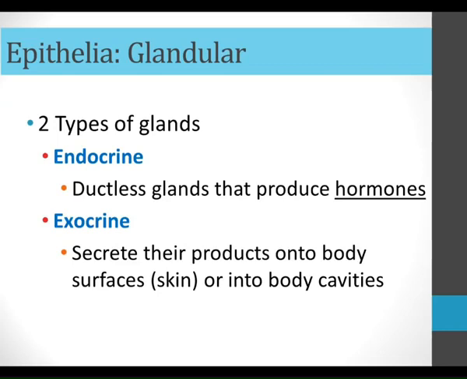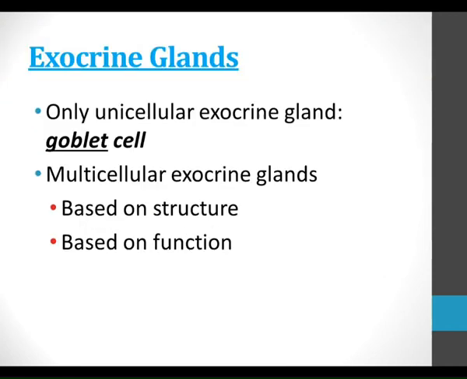It's a channel. So they secrete their products onto the surfaces of the skin or in a cavity. In this case, it would be the oral cavity. What's another kind of gland, like a sweat gland or an oil gland? Do those reach the surface of the skin? Yes, they're all exocrine. Okay.